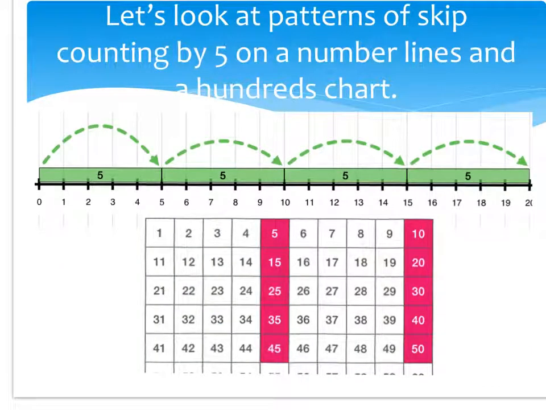Now let's take a second and look at our number line and our hundreds chart, but this time we're going to be looking for patterns if we are skip counting by 5. So I have 0, 5, 10, 15, 20, and same thing on my hundreds chart, 5, 10, 15, 20, 25, 30, 35, 40. Just like we did with our 2s, look at the pattern. What do you notice with these numbers? Is there a pattern?